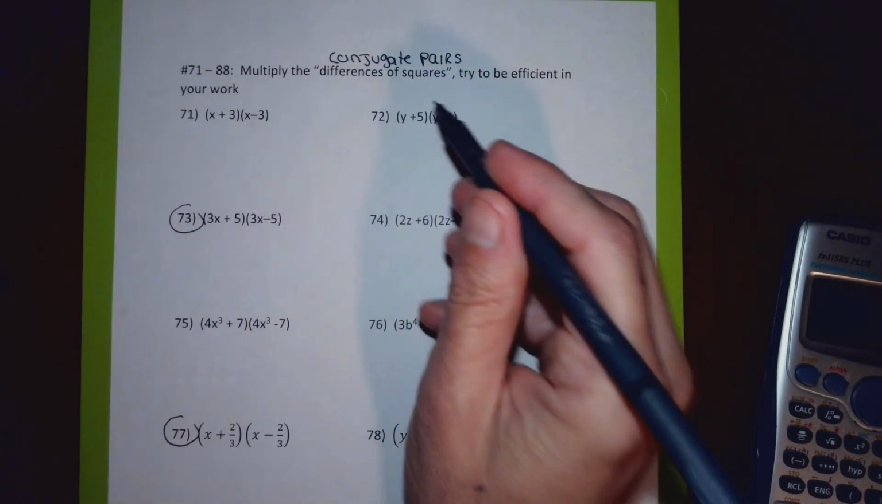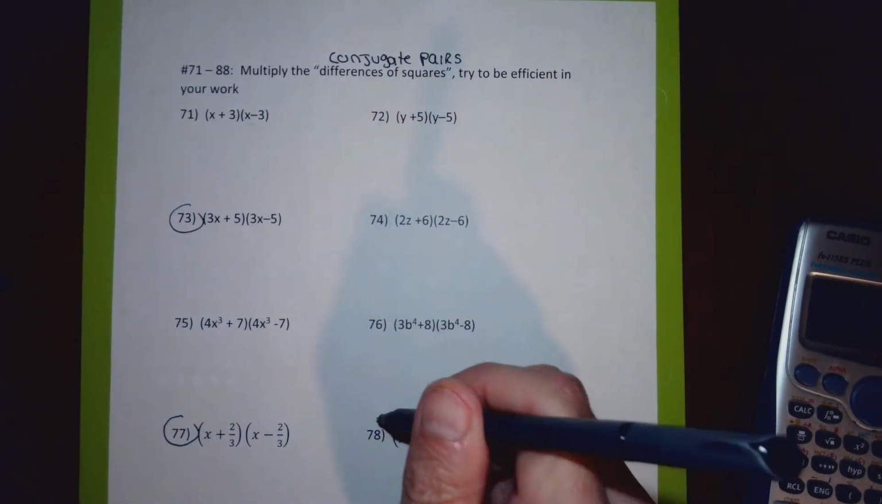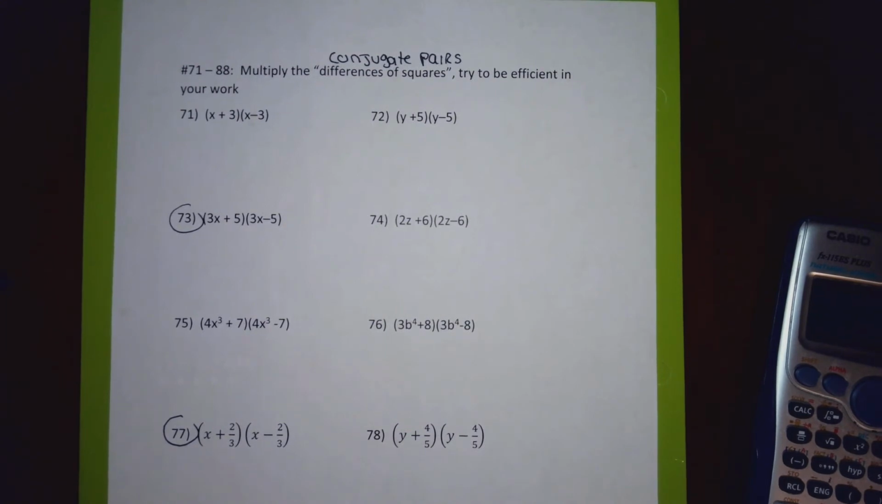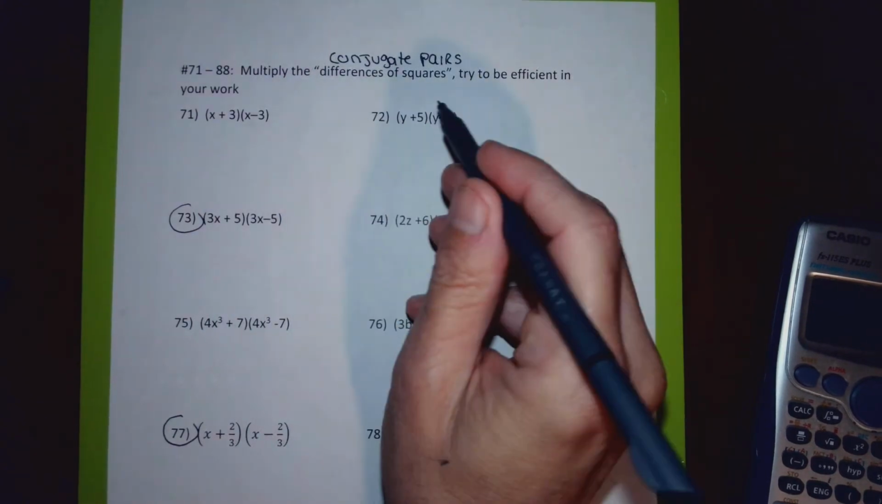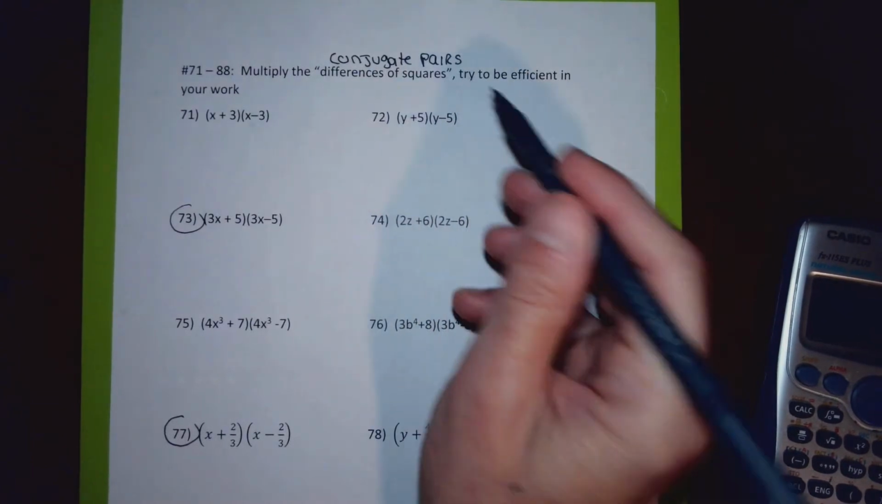And after I do a couple of these, you might find a way to be efficient in your multiplying. So I'm just going to do generic foiling for problems 74 and 78. And then I'm going to try to develop a shortcut to get to the answer, which you might already know, which would be good. There is a shortcut when you're multiplying differences of squares, which are the same as conjugate pairs.